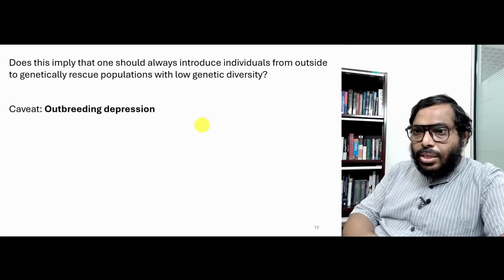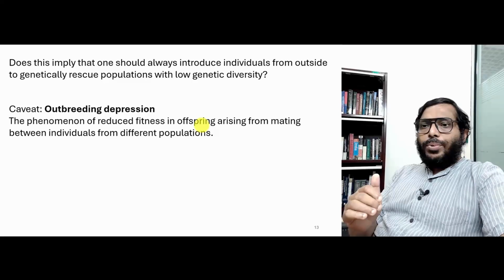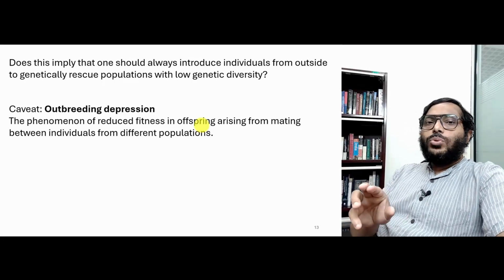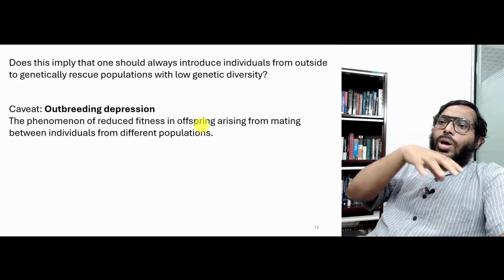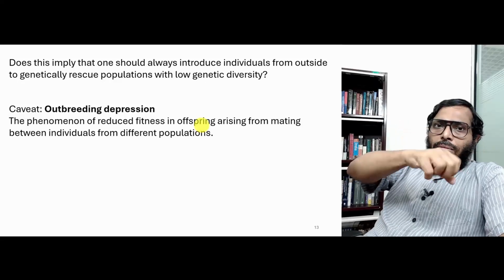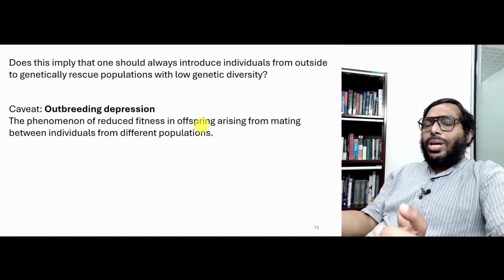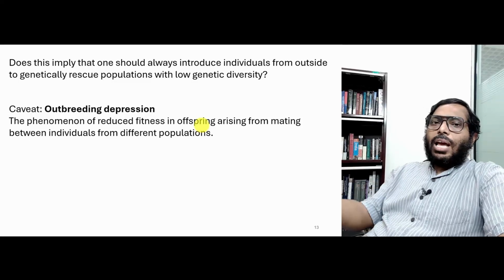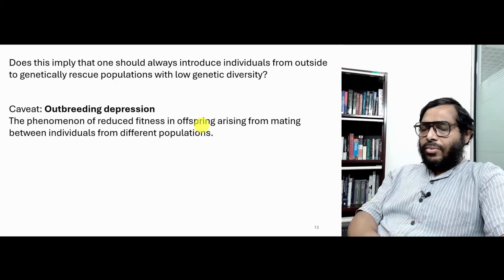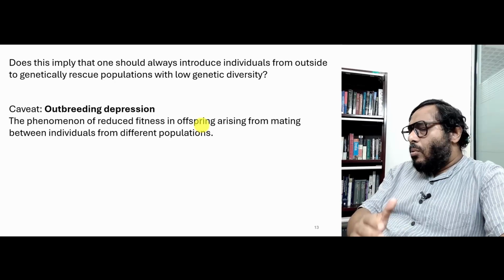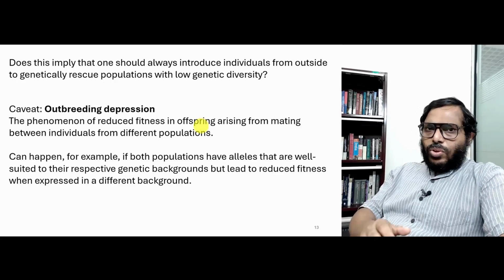Now, what is outbreeding depression? Outbreeding depression is the phenomenon of reduced fitness in offspring arising from mating between individuals from very different populations. Remember, what we have been saying till now is that if you have, let us say, 2 populations, and drift or inbreeding depression might be happening in these 2 populations, and you bring them together, heterosis will happen and the hybrids will have high fitness. Now, we are saying the hybrids will have low fitness, right. Now, how can this be? What can lead to this? There are many ways in which this can happen. I will give you just 2 examples.